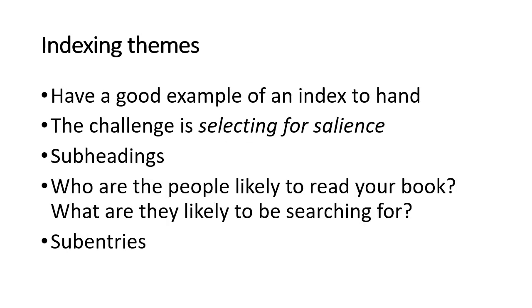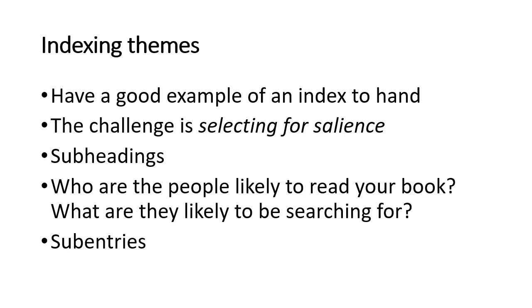Let's talk about indexing themes, and this is probably more challenging than indexing names and places. My first bit of advice would be to have a good example of an index to hand, an index that you yourself have used and you know is a good index. That gives you a pattern, if you like, of how to compile a good index and what a good index should look like. The real challenge of indexing themes is selecting for salience. So you're not trying to index every word in the book. An index is not the same as a concordance. You're trying to select what you think are the most important things that need to be indexed.